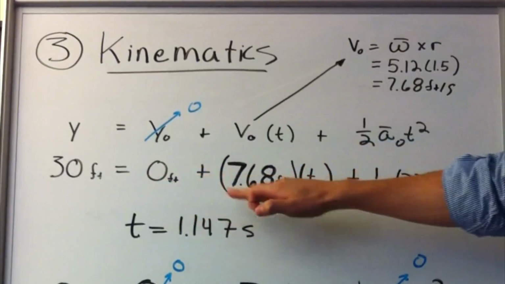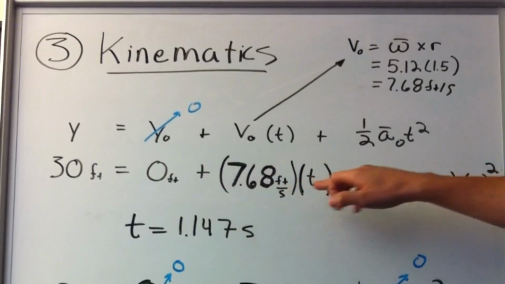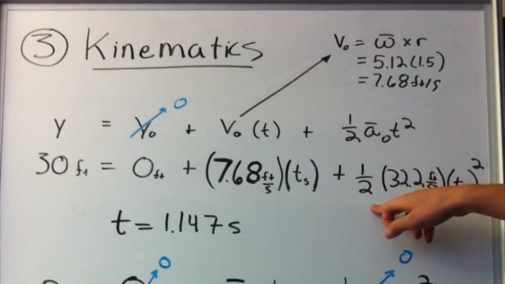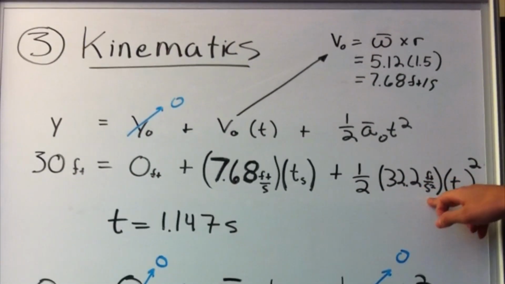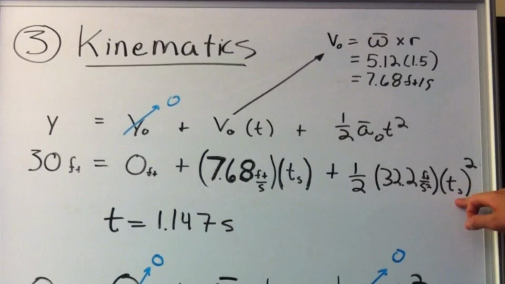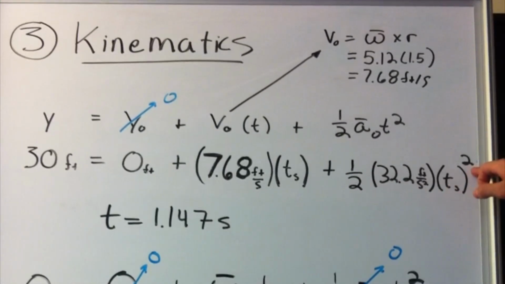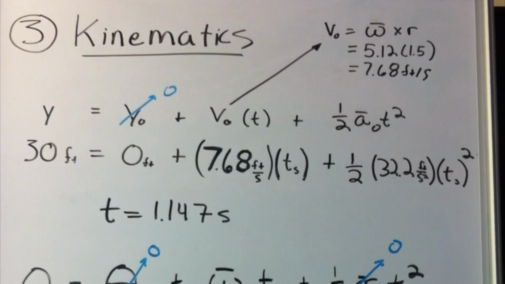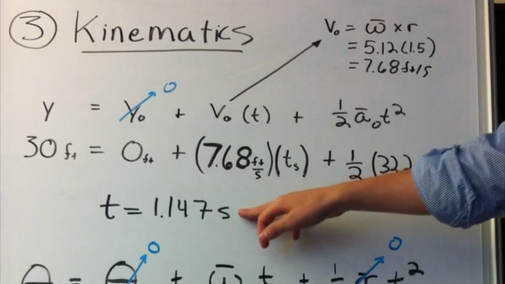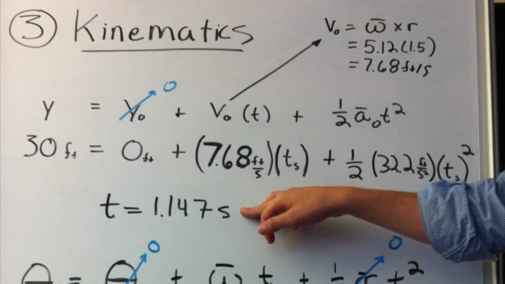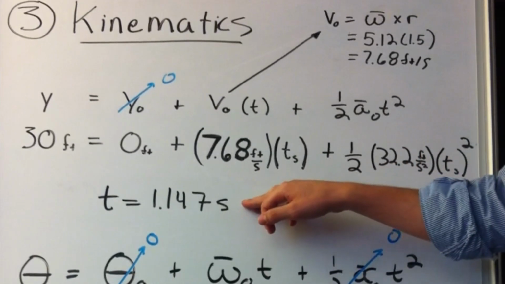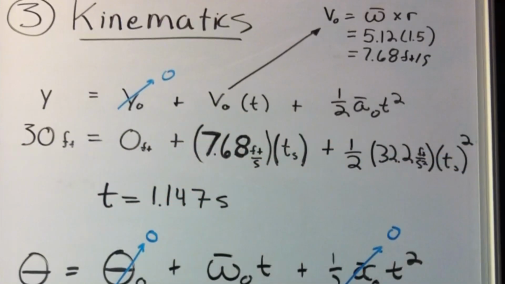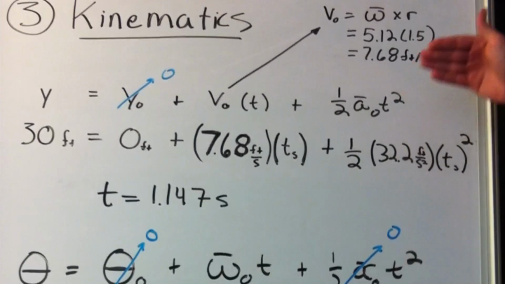So 7.68 feet per second times the time, which is what we were trying to find, plus 1/2 times 32.2 feet per second squared, gravity, times t squared. So this becomes a quadratic equation problem. We're going to solve for t, and we get a positive and a negative root. We're obviously going to take the positive root. T ends up equaling 1.147 seconds. That's how long it's going to take him to fall 30 feet.